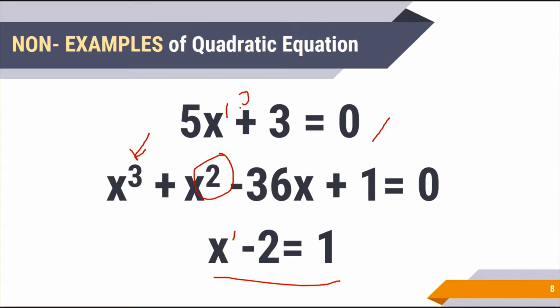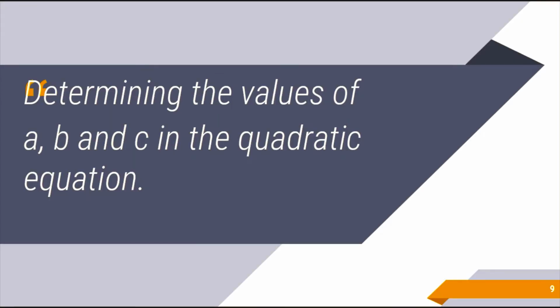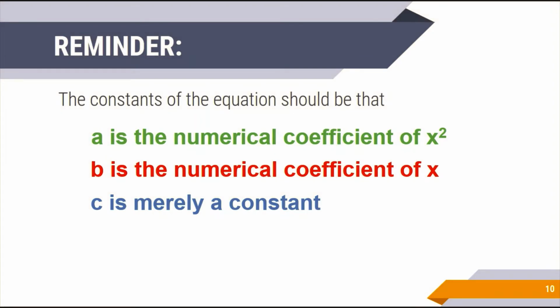Now, this time, we are moving on to the next objective of this day. That is to determine the values of a, b, and c in the quadratic equation. So in our quadratic equation, the constant a is the numerical coefficient of x squared.